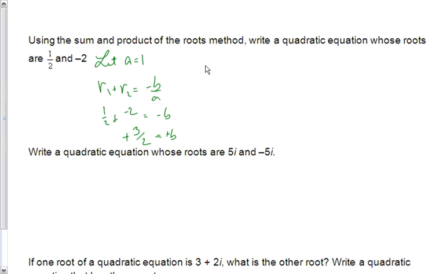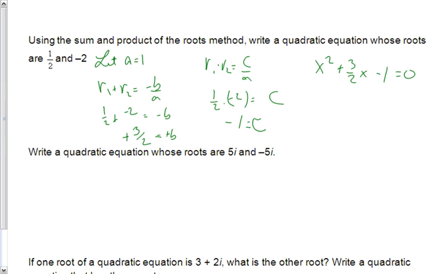What does my c equal? Well, that's from the product. Root 1 times root 2 equals c over a. Well, a equals 1, right? So 1/2 times negative 2 equals c, which is negative 1 equals c. So my polynomial is 1x squared plus 3/2 x minus 1 equals 0.